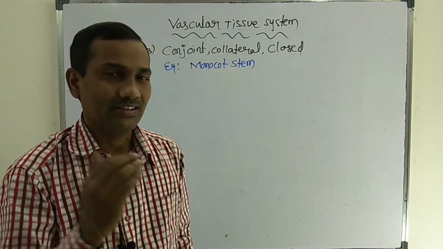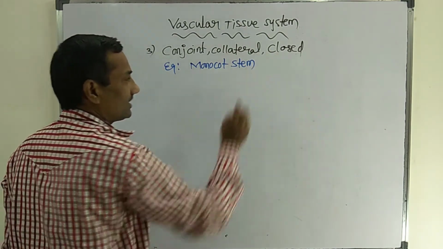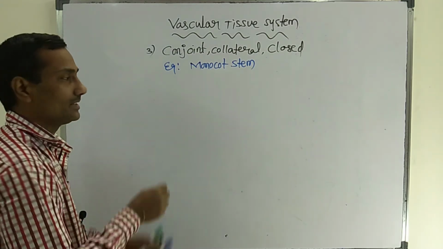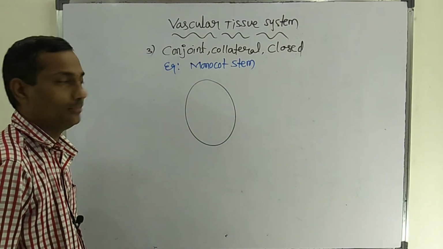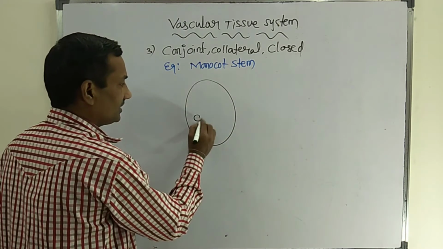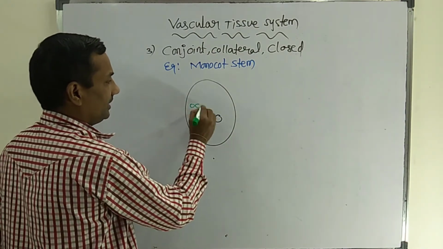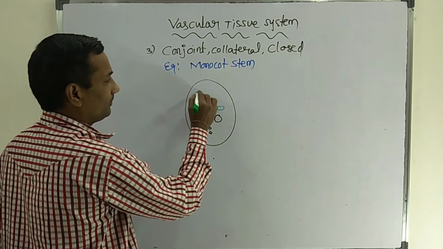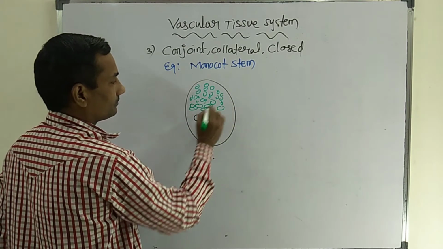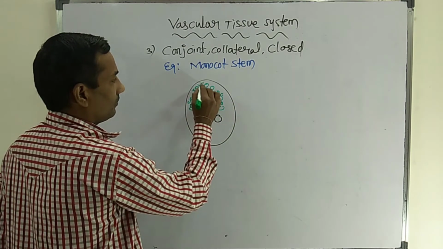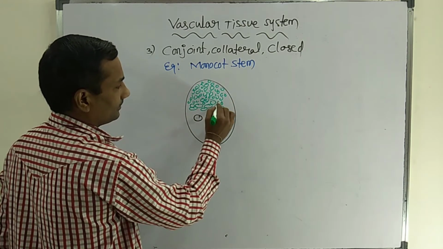In this type, xylem will be towards center, phloem will be towards peripheral. But they are not separated by cambium. Cambium is completely absent. If you observe the vascular bundle of the monocot stem, xylem is located towards center, whereas the total phloem tissue is located towards peripheral.